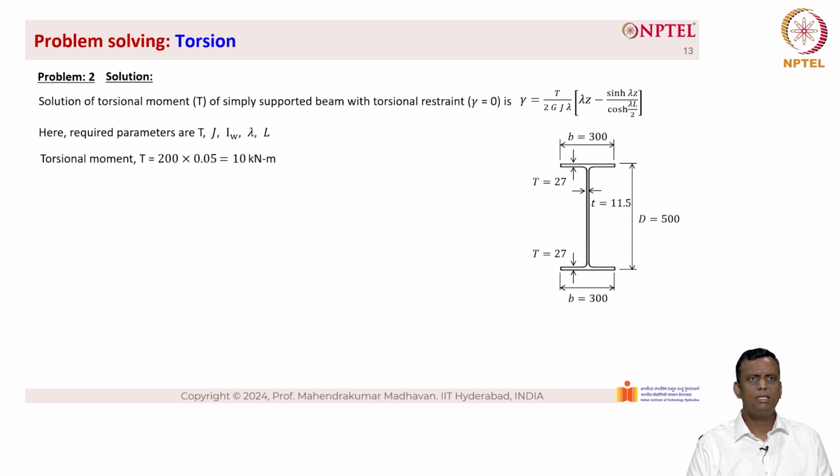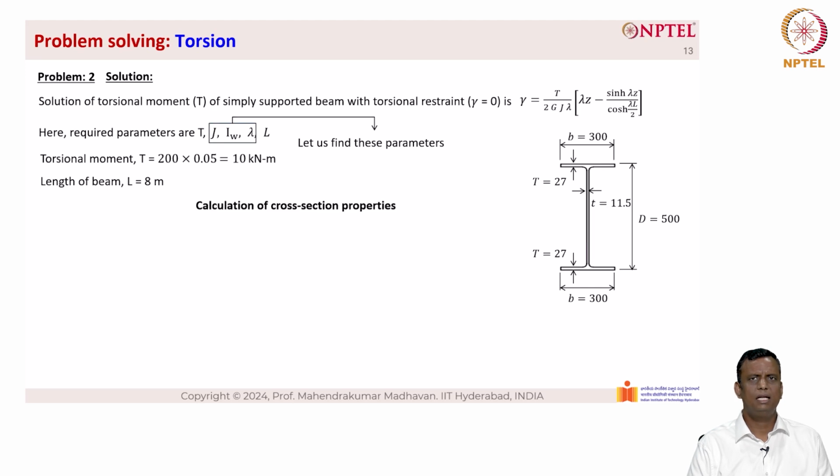The torsional moment here is given as T equal to force into the eccentricity, which is 200 kilonewton acting at the center. The eccentricity is 50 mm, which is 0.05 meters. So the torsional moment is given as 10 kilonewton meter. The length of the beam is 8 meters. The other parameters are J, which is the torsional constant, I sub W, the warping constant, and lambda.